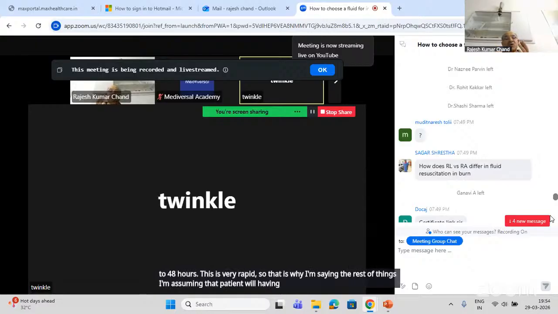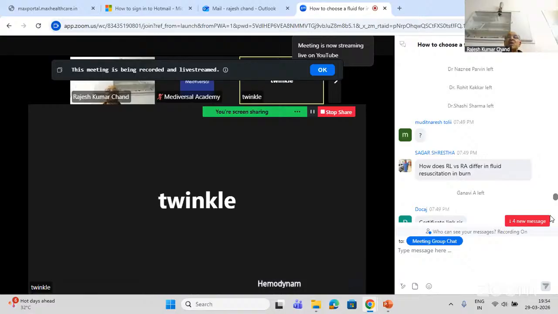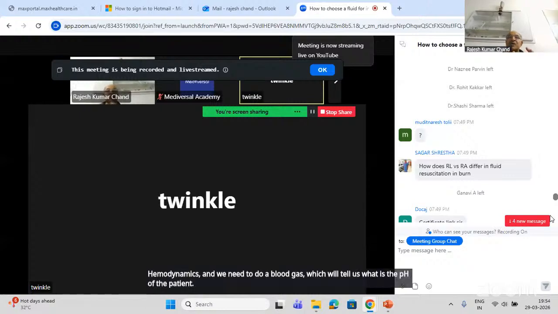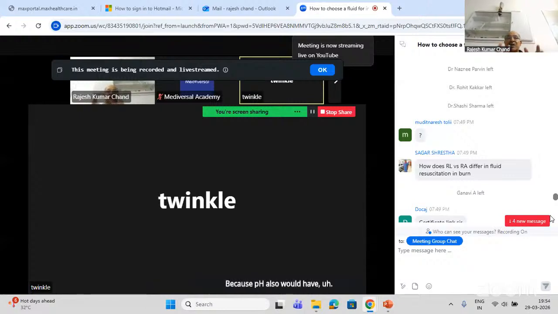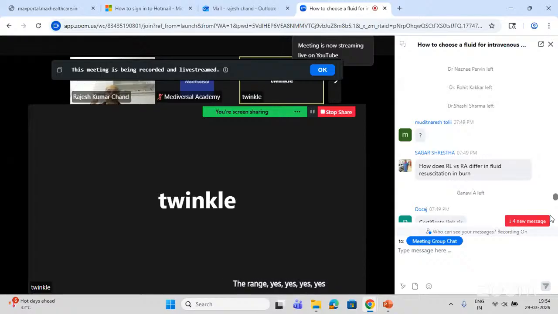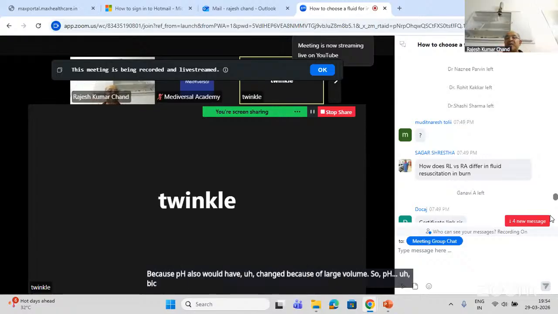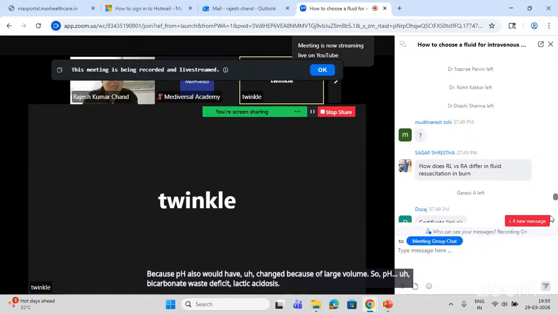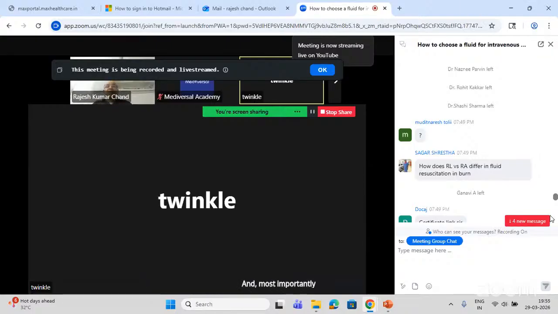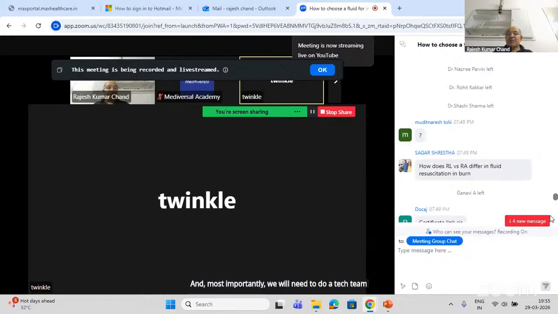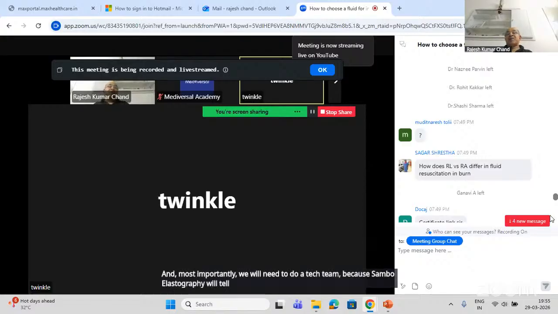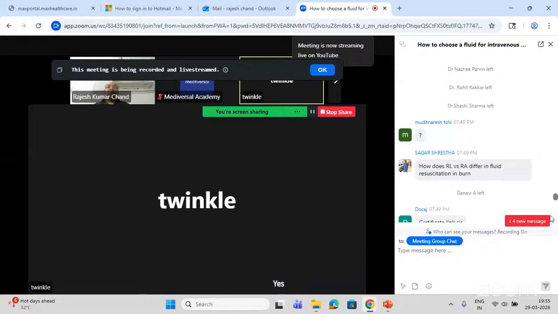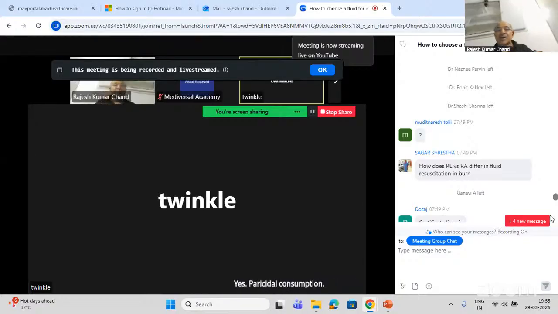So that is why I'm assuming that the patient will have a respiratory issue and hemodynamic issues, and we need to do a blood gas, which will tell us the pH of the patient, because pH would also have changed. We need pH, bicarbonate, base deficit, lactic acidosis, and most importantly, thromboelastography. A patient of DIC is very challenging, because DIC means the patient has gone into peripheral consumption. If you give blood and products, the DIC will continue.